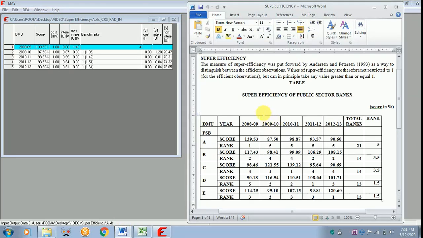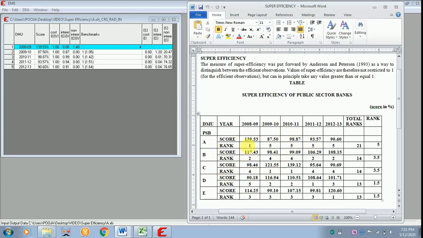So I am seeing the super efficiency of the public sector banks for 5 years. So the score for the A bank is 139.53, 87.50, 98.97, 93.57, 90.60. You can put it column wise also, there's no issue. Later you have to rank for each year for the 5 banks.